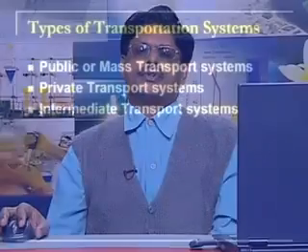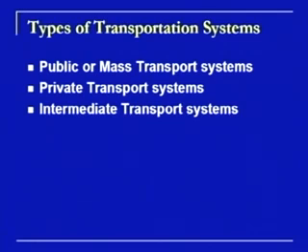In between the private transport system and the public transport system is the intermediate transport system. In the case of the intermediate transport system, the vehicle is not being owned by you, but it is being used by you for a certain period of time. I am talking here about systems like taxis. The taxis are not being owned by the person who is utilizing that service. So, that falls within the intermediate transport system.